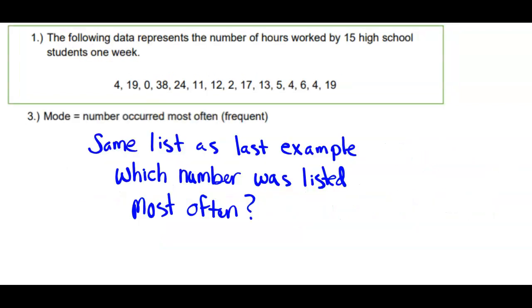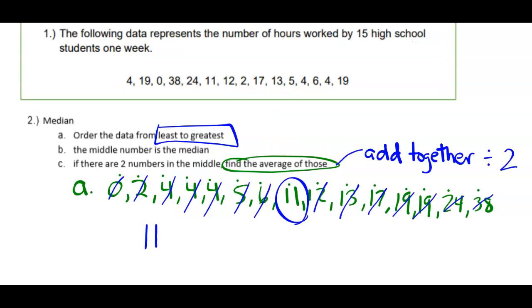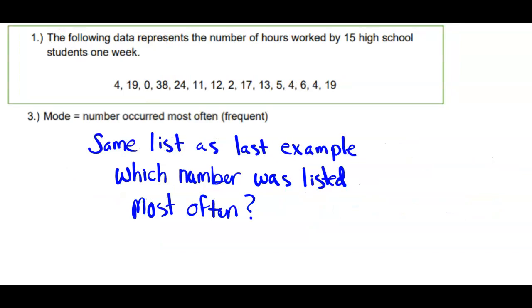Great, our next topic is mode. We are going to do the same list as the last example. Which number was listed the most often? Well, let's go back and look at it. Let's see. Well, 4 was listed 3 times. 1, 2, 3. 19 was listed twice. That doesn't count because 4 was listed 3 times. If there's a second number that's listed 3 times, then that would also be a mode. So in this case, my mode is 4 because that was listed the most. And that's it. That's all you have to do.